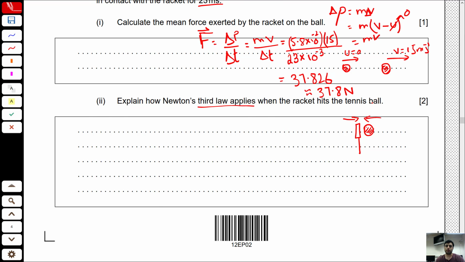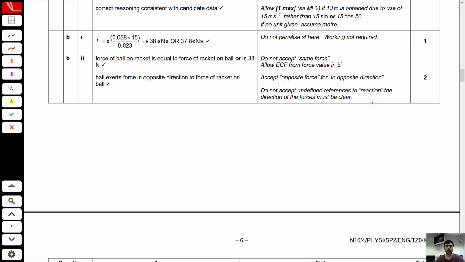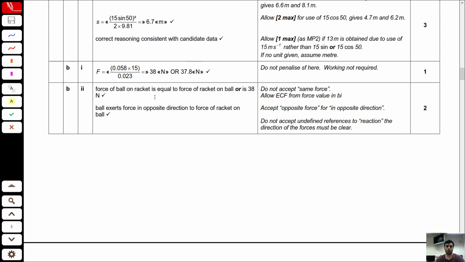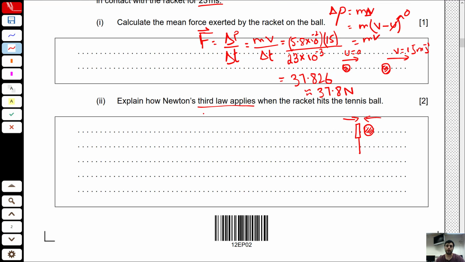We can also consider the mark scheme. For more details, you can see the force of the ball on the racket is equal, so they have to be equal on each other and they have to be in the opposite direction. So that is what your 2 marks are for. They have to be equal in magnitude and opposite in direction, and they act on each other. So Newton's third law is always applicable, so it is applied in all types of situations.